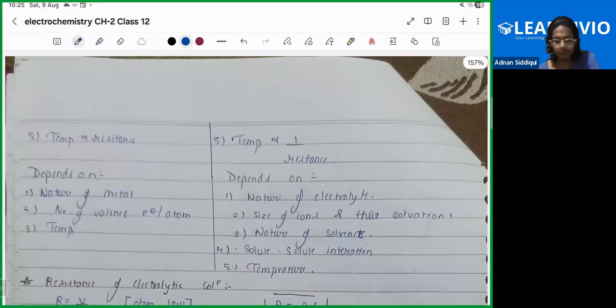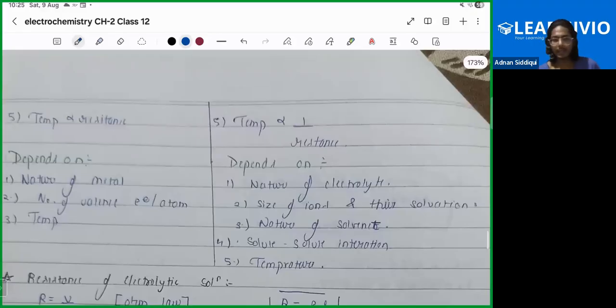Okay, let us talk about the next one. If you have a metallic conductor, if the temperature is high, the resistance will also be high. But for ionic, it is inversely proportional. Temperature and resistance are inversely proportional for your electrolytic, but for metallic it is directly proportional.